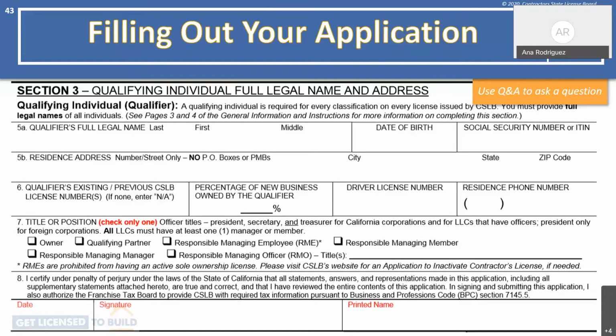On line number 7, you will need to indicate what position will be held by the qualifier. Each entity has different personnel requirements. You will need to make sure that you have listed all positions depending on the entity you have selected. You can find more information on this on page 2 through 4 of the application instructions. Line number 8 is where you're going to sign and date your application.